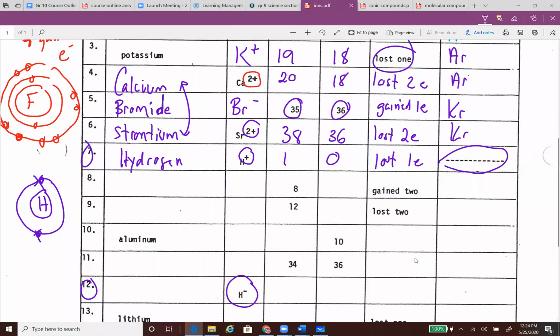But if you look at number 12, you can see number 12 has a negative symbol. So that means that instead of losing that electron, it normally would have 1, and it gained 1 more. So now it has 2. So it gained 1 electron. So now it has the same as helium. And like we said, if it gains electrons, we have to change its name. So if I say, like, for example, hydrogenide, that would sound very, very weird. So what's actually called is hydride.